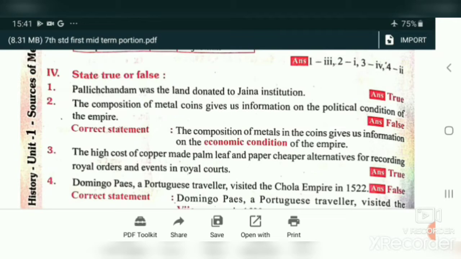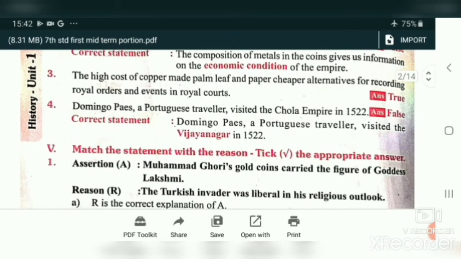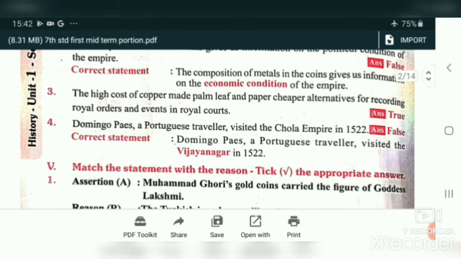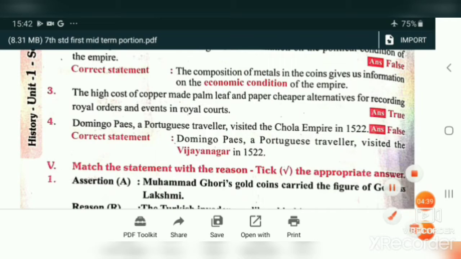So the answer is false. The high cost of copper made palm leaf and paper cheaper alternatives for recording royal orders and events in the royal court. This is true. Domingo Paes, a Portuguese traveler, visited the Chola Empire in 1522. This is false, because Domingo Paes visited the Vijayanagar Empire, not the Chola Empire. So first one true, second false, third true, fourth false.